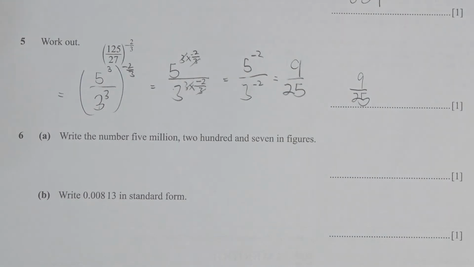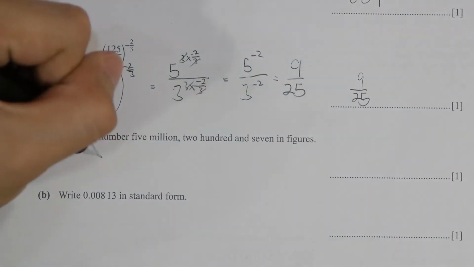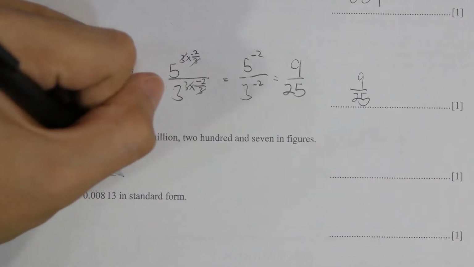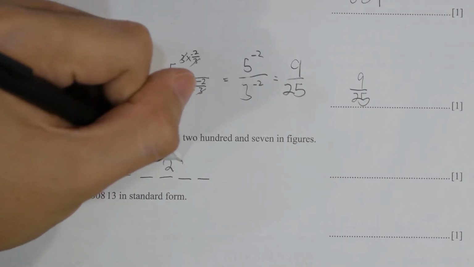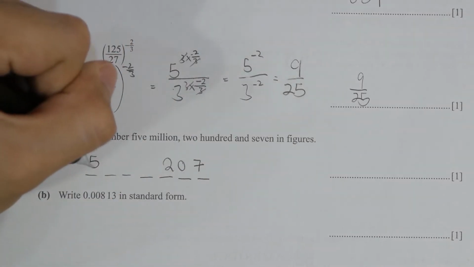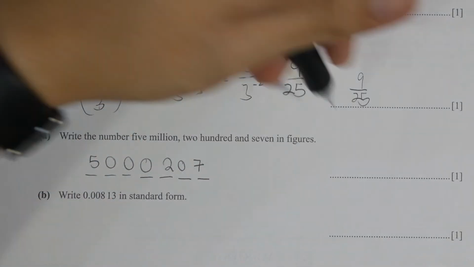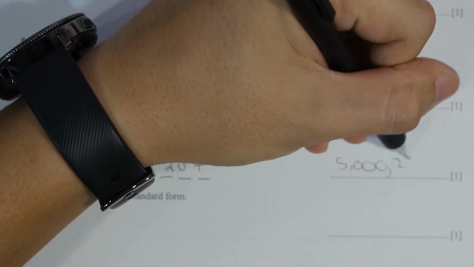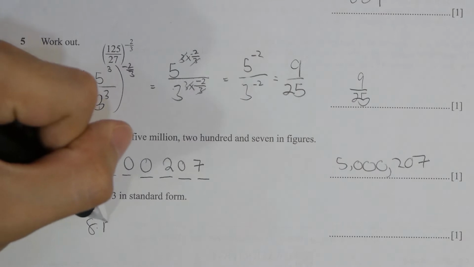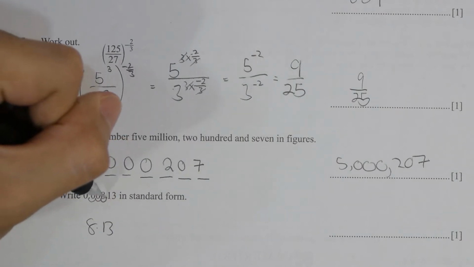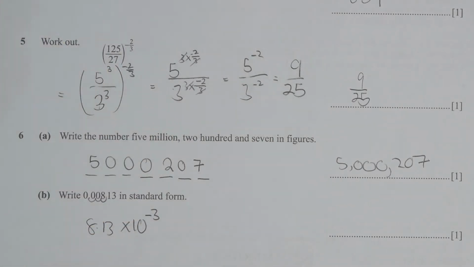Whereby for question 6, first I listed down 7 lines down there, then I filled it up accordingly. So we got 5 million, so the first number will be 5, followed by 200. So up to the 100 point, everything you need to put a 0 over there. So 5000, 207, so 207 at the end.